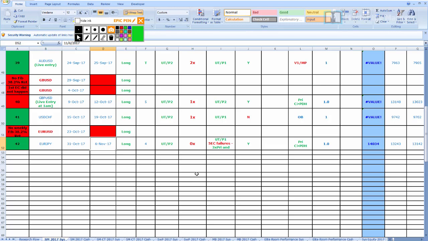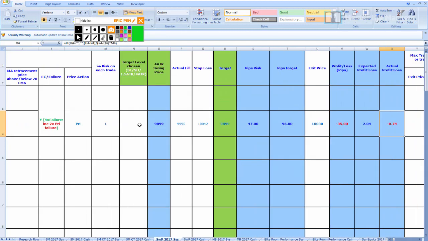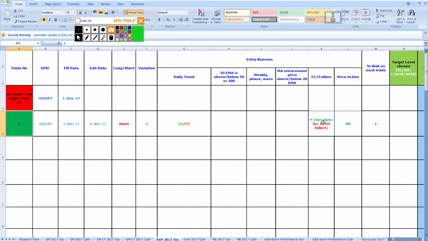And the other one was basically the smart swing profits, right? Swing profits on minus 0.74. Okay, that is what we had on that particular trade. So altogether, minus 0.81%. That is what we are down for this week.